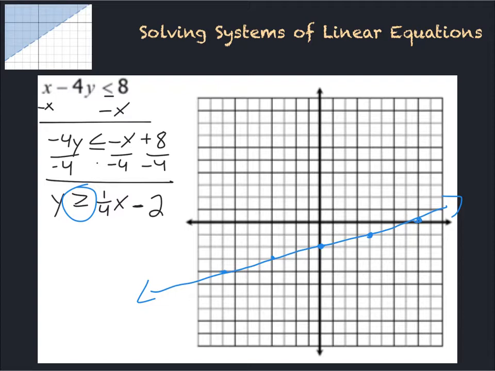Now we have to shade. So we're going to shade above or below this line. It's greater than or equal to, which would mean that we would be shading above this line. That means our solution can be anything above this line or anything that's actually on the line.